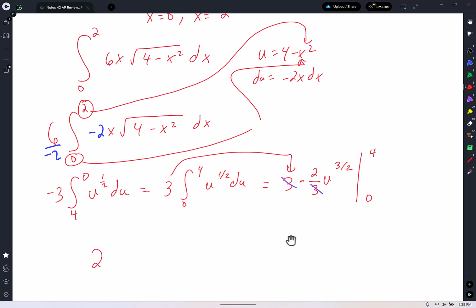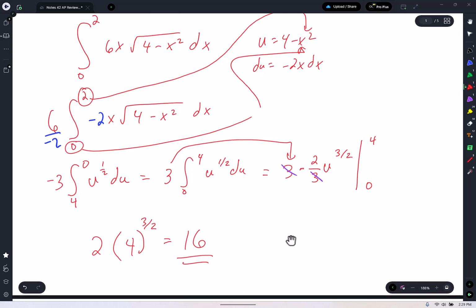So I'm going to write 2 times parentheses 4, close it, to the 3 halves, equals, and now just a little bit of arithmetic. By the way, you can leave it like this if you're scared. Don't be scared. I believe in you guys. The square root of 4 is 2. 2 to the 3rd power is 8. 8 times 2 is, there it is, 16. Done. Cool or not cool? Okay, go to the next one.